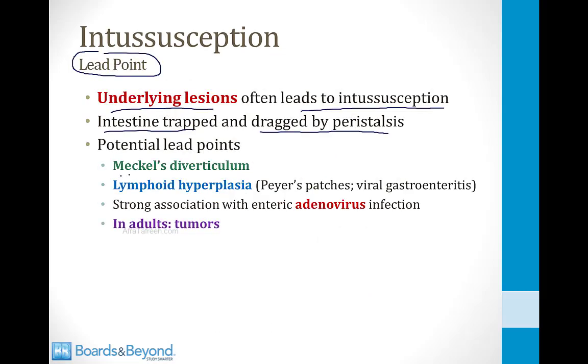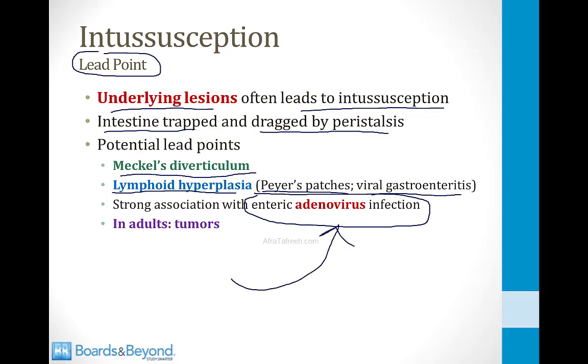Potential lead points are Meckel's diverticulum in children. This can cause intussusception. Lymphoid hyperplasia is a classic cause of intussusception. There are Peyer's patches which can become enlarged in viral gastroenteritis, and that can trigger intussusception. This is probably the reason that there is a strong association between enteric adenovirus infection and the development of intussusception in children. This is a very high yield association to remember for step 1. And then finally, in adults where intussusception is less common, tumors are often the lead point.